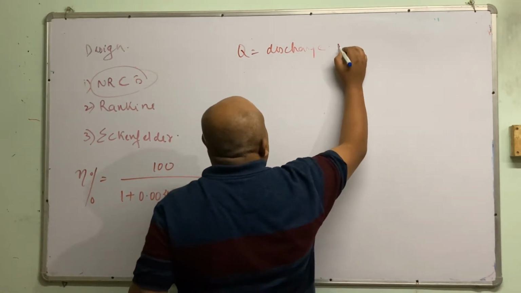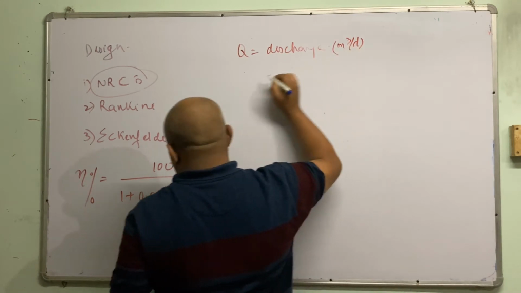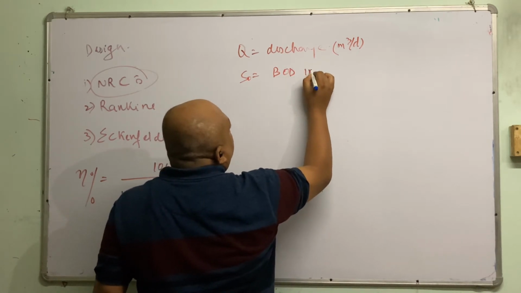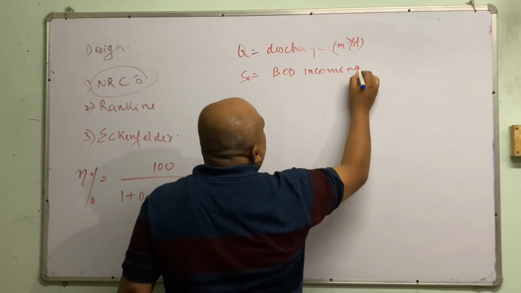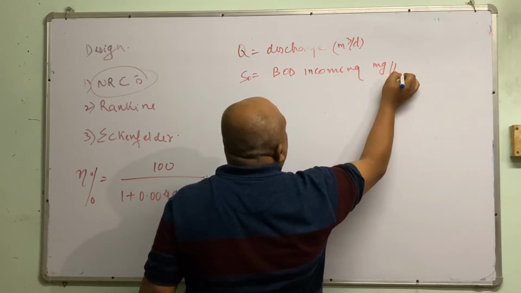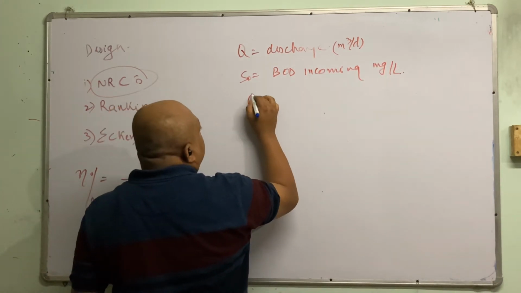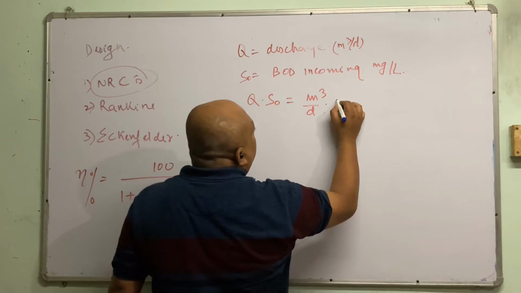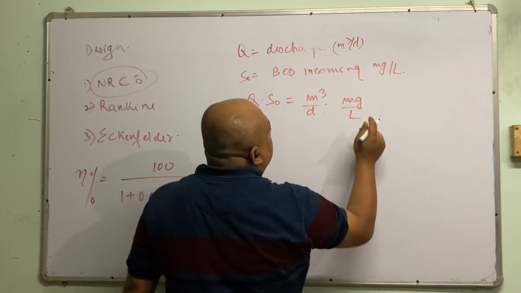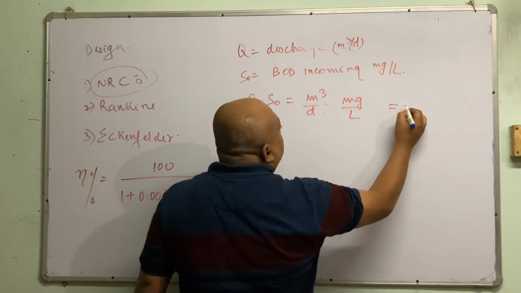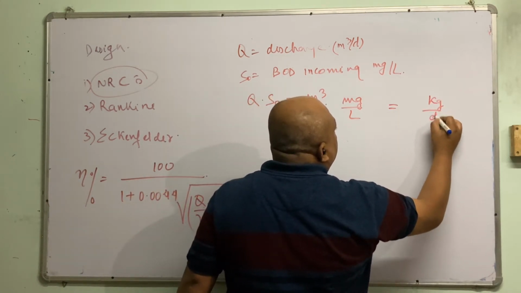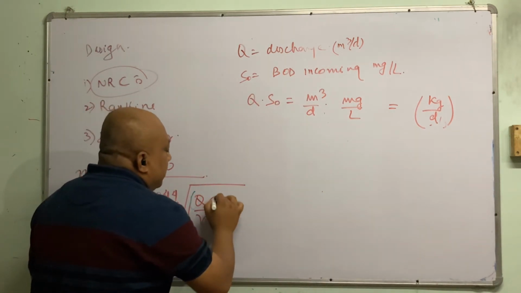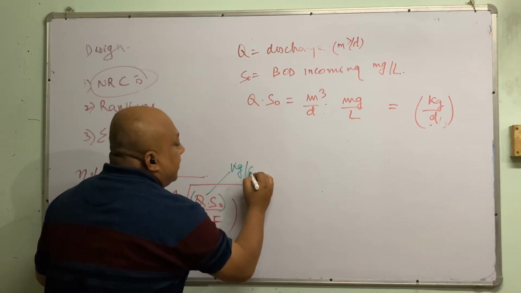It is a discharge in meter cube per day. Now S naught. S naught is the BOD incoming. The unit is milligram per liter. But remember, when we have this Q into S naught, this is meter cube per day into milligram per liter, and the unit obtained should be kg per day. My point is this Q into S naught should be in terms of kg per day.